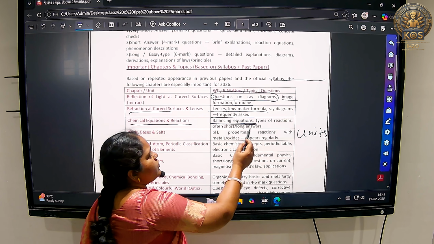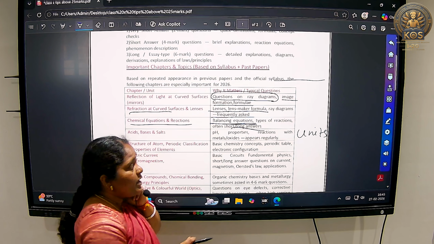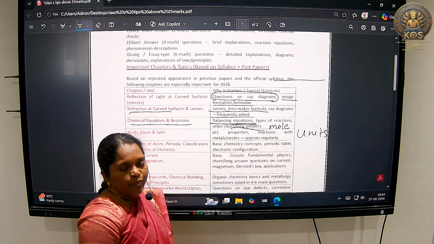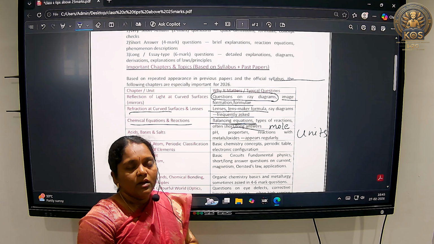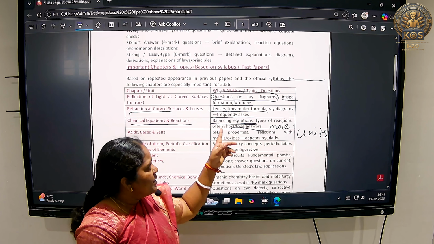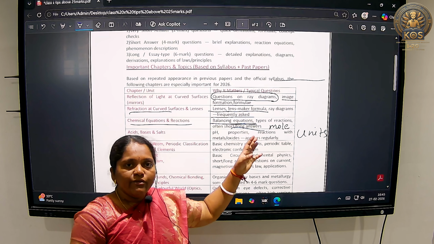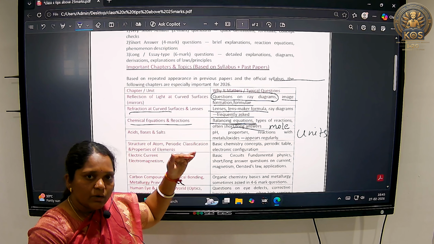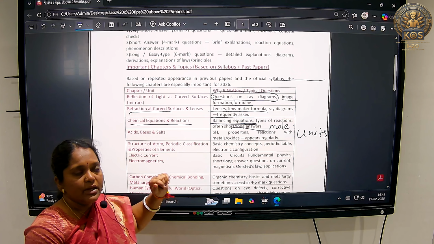Next, types of reactions. This may come for long or short answers, and there are problems. Mole concept problems are there in this lesson. The mole concept problems will compulsorily be asked for 6 marks or 4 marks. So from this lesson, equations and mole concept problems are very important. Practice the important terms or topics so that you can score about 25 or nearest marks.